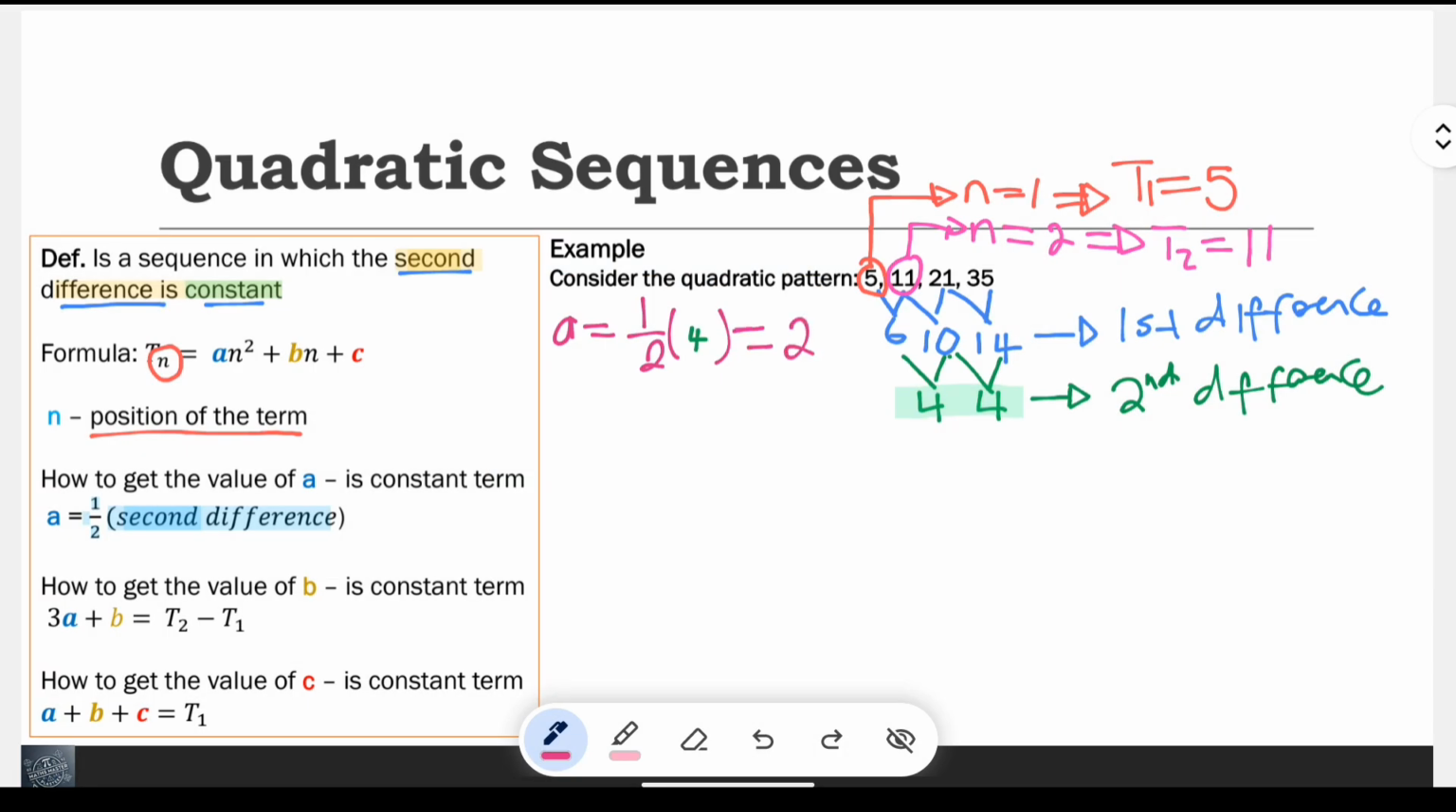So our a in this equation is 2. That's how we find the value. So we're going to replace a by 2.